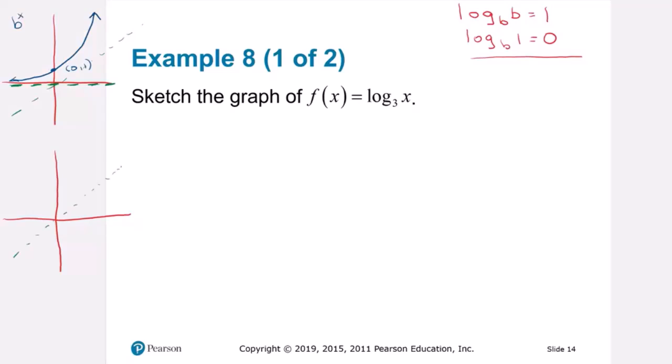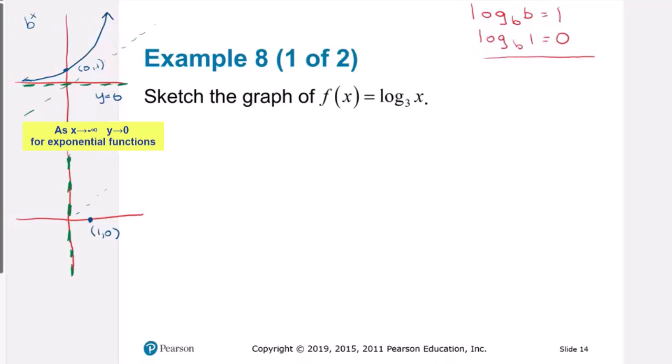If the domain and range switch, that means I'm always going to have a point here at 1, 0. And if I have an asymptote here at y equals 0, guess what? I'm going to have an asymptote at x equals 0 for the log function. Notice as x gets smaller and smaller, y goes to 0. I have to reverse that. As y gets smaller and smaller, x goes to 0.